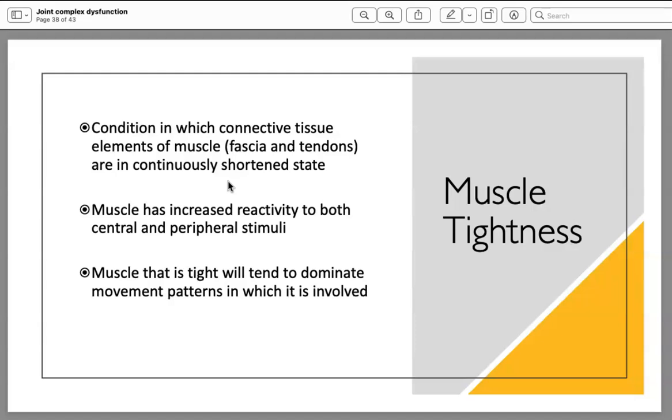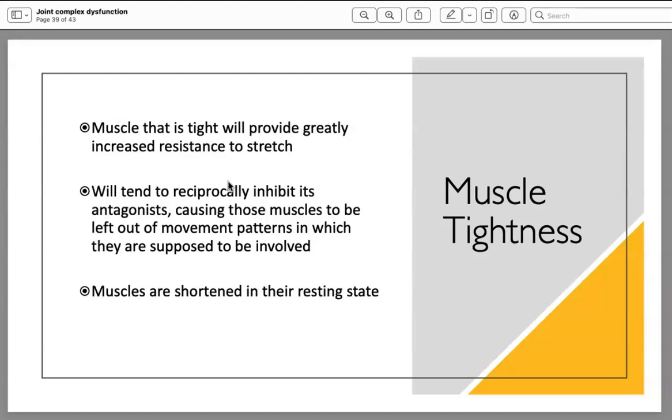Usually a muscle that is shortened from that tendinous standpoint will tend to dominate movement patterns in which it's involved. It's easier to contract. It's usually tight because of overuse, so it has a tendency to be involved first, per se. They have a great resistance to stretch, just like hypertonic tissue, and it usually tends to inhibit its antagonist. It likes to do the work, it likes to become more involved.